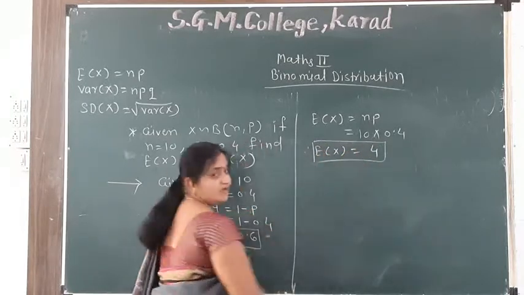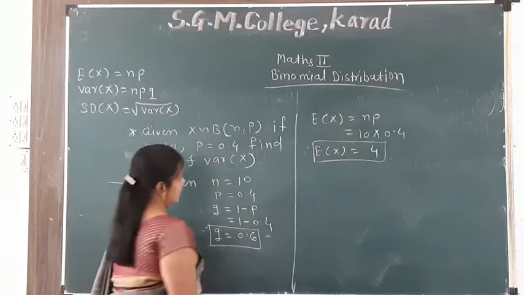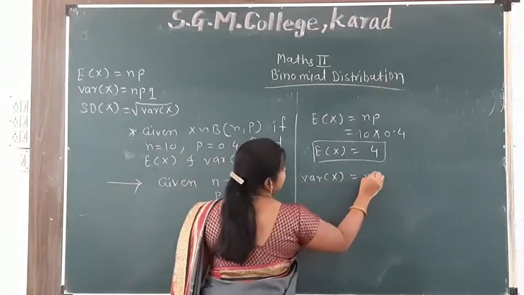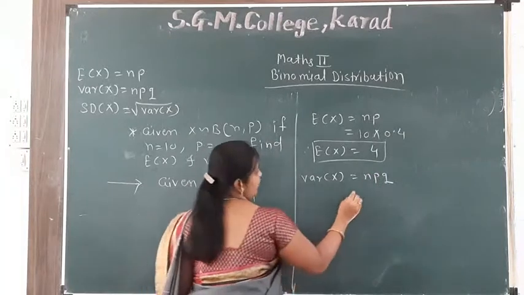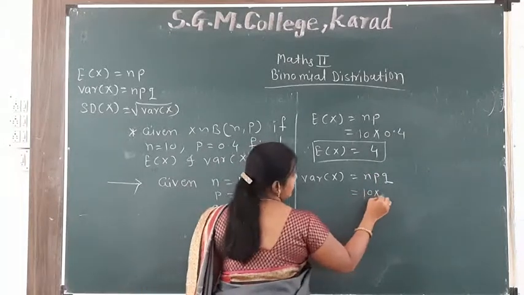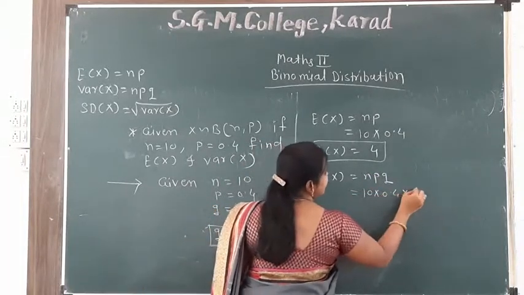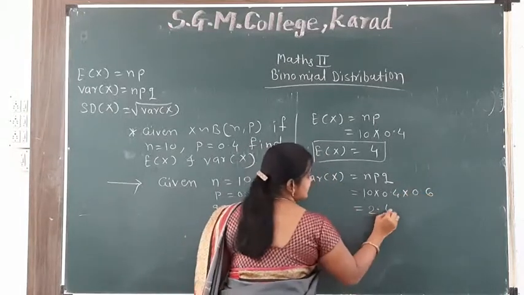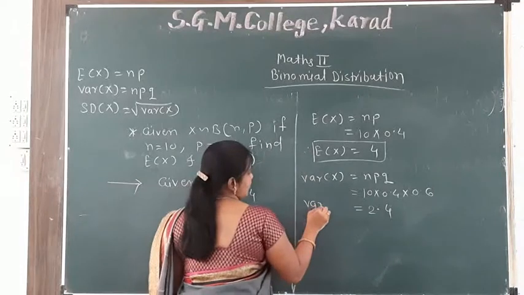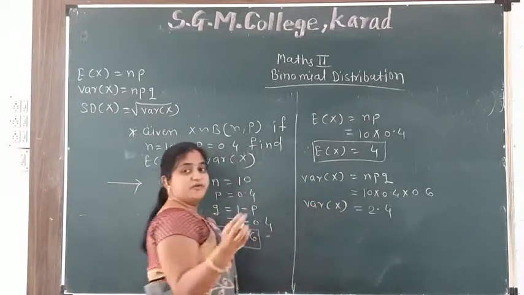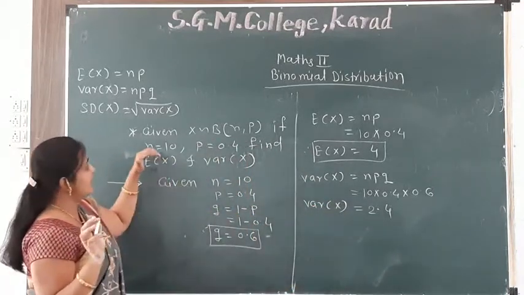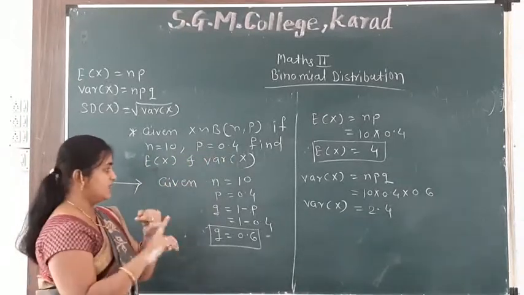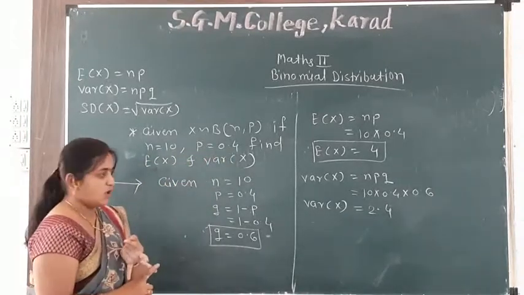Now we find variance of x. So variance of x formula is npq. Therefore n is 10, p is 0.4, q is 0.6. Substituting all values, we get the answer 2.4. So if you are given the n value and the p value, then you find the remaining value q as well as variance of x.